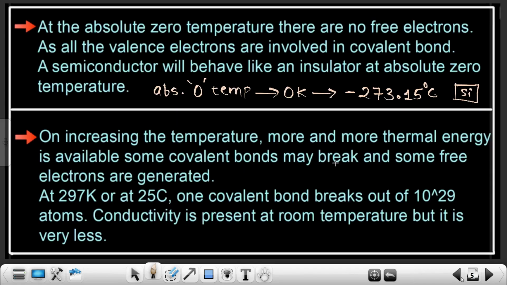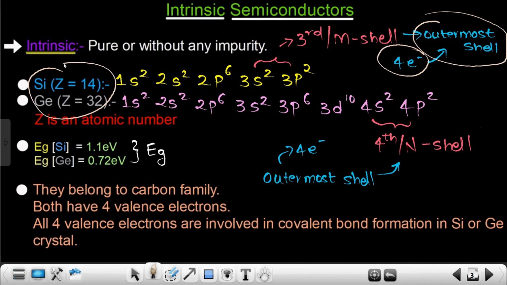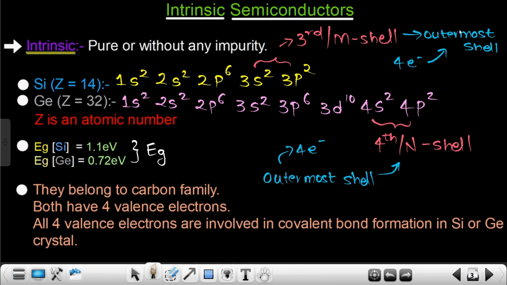What we studied when we started this session is that 4 electrons are present in the outermost shell of the silicon and the germanium atom. Okay, 4 electrons are present in the outermost shell of both atoms, that is silicon and germanium, but you can take any one into account. Either you can go with silicon or you can go with germanium.